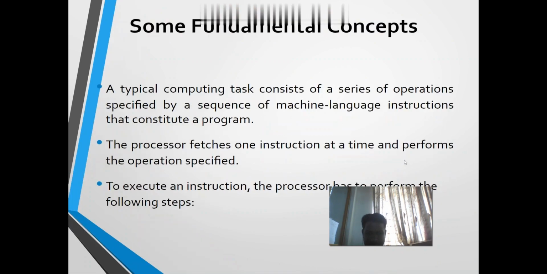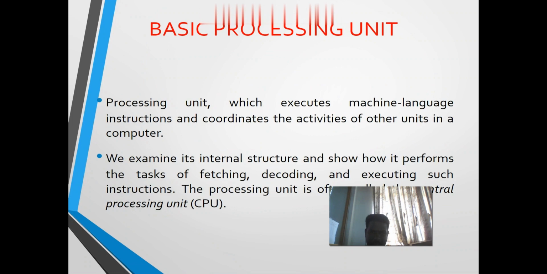So today we are going to discuss the basic processing unit. The basic processing unit is an important part of any kind of computer. In other words, it is the central processing unit. The processing unit executes the machine language instructions and coordinates the activities of other units in a computer. Machine language is nothing but zeros and ones.